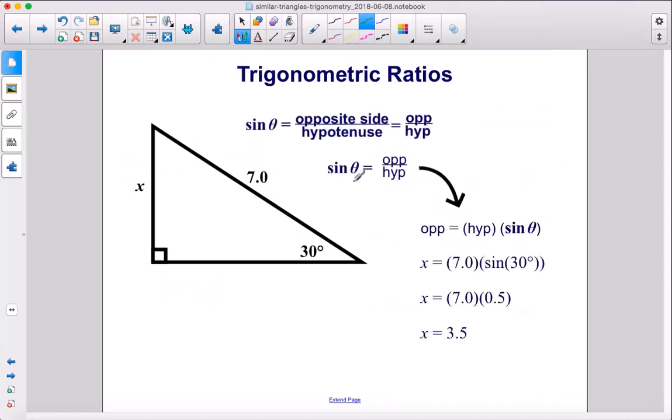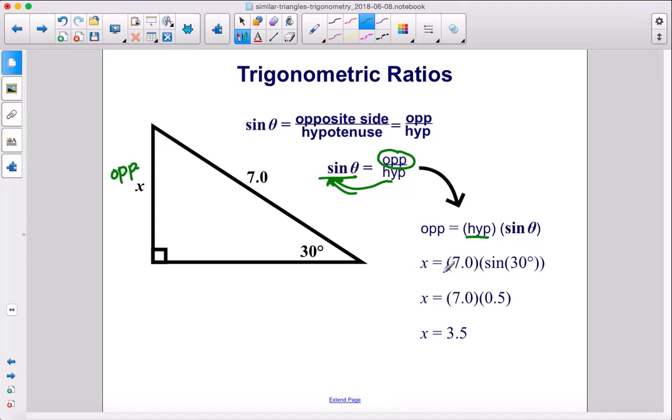Alright, since we know that sine theta equals opposite over hypotenuse, and we're looking for opposite, here x is the opposite side from the angle. So we solve this equation for opposite, which means that we multiply both sides by the hypotenuse, bringing the hypotenuse over to this side here, like that. So we have opposite equals hypotenuse times sine theta.